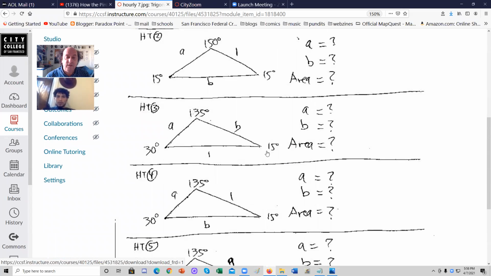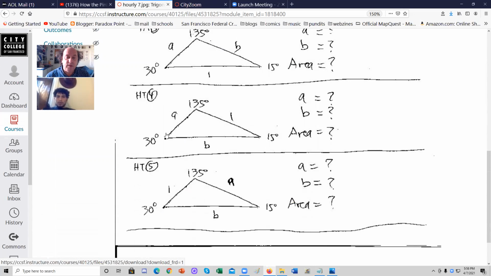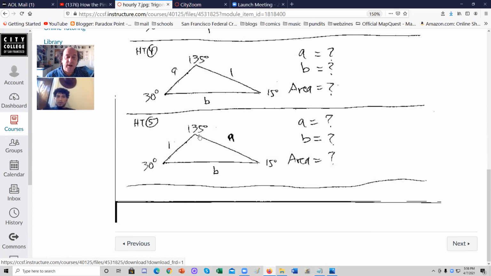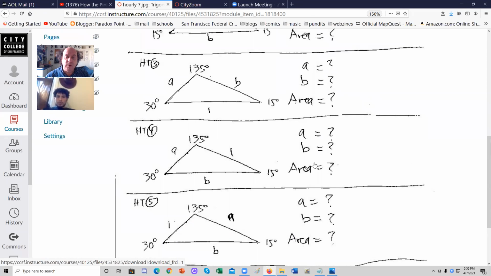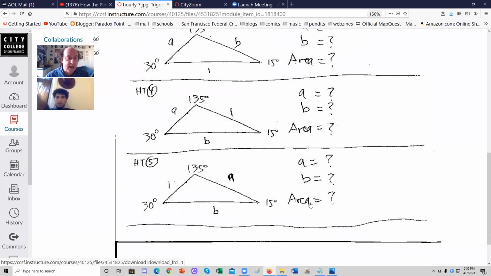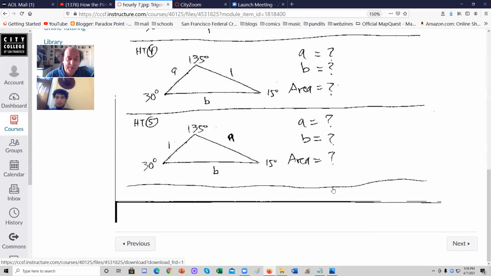Here we have a 30, 15, 135 degree triangle with a long side 1. What are A and B? We have the 30, 15, 135 with this middle side equal to 1. Here, the same triangle with the shortest side equal to 1. And in each case, what's A, what's B, and what's the area? Again, I ask for exact radical form. Decimal approximations are not what I'm asking for here, and again, I don't want square roots in the denominator. So you'd have to do some of that tedious radical reduction work along the way.